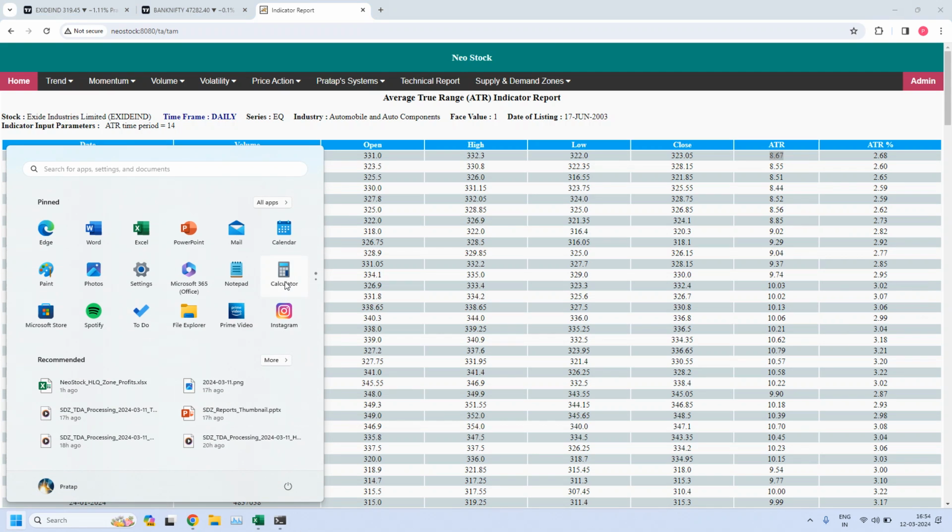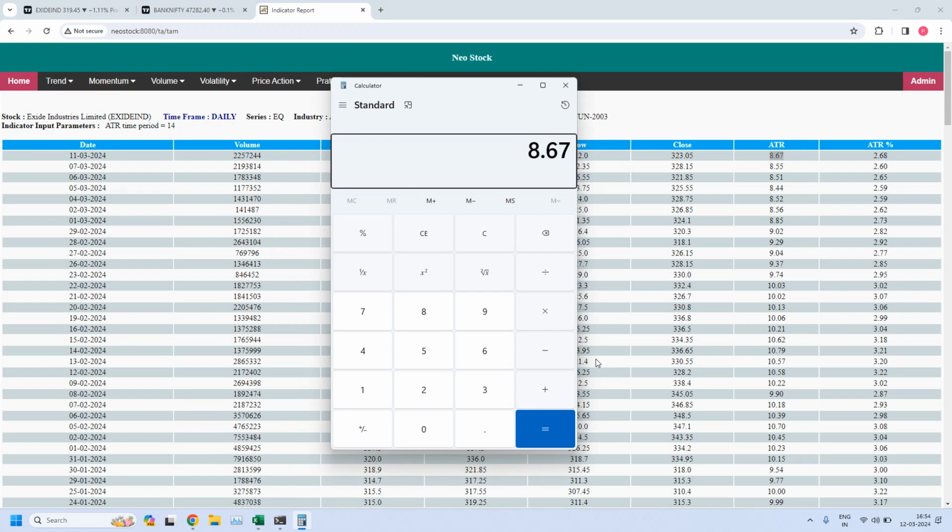So let me open a calculator. 3% of this ATR you have to use for 5-minute zones. For 15 minutes the value will change, but for 5 minutes, 3% of the ATR. The next point I will explain after showing the value. First let us calculate: 8.67 into 3 divided by 100, that is 3%. How much did you get? 26 paisa.